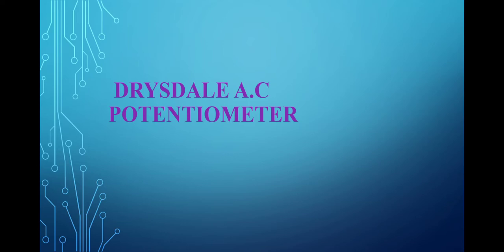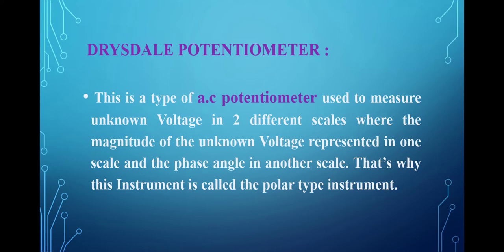Today let's discuss the Drysdale Polar Potentiometer. In our previous video we have already discussed DC potentiometers. In general, any potentiometer, either DC or AC, is meant for measuring an unknown EMF, an unknown voltage source. These potentiometers measure the unknown voltage by means of the comparison principle. So this is the basics about a potentiometer.